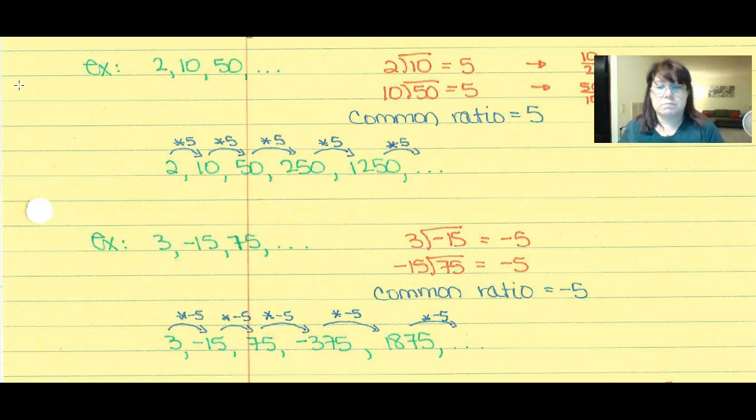But let's stick with trying to figure out the common ratio. Take the second number, negative 15, divided by 3, we get negative 5. Take the third number, 75, divided by negative 15, we get negative 5. So the common ratio is negative 5. Take 75, multiply by negative 5, you're going to get negative 375. And negative 375 times negative 5 gets you positive 1875, and so on.